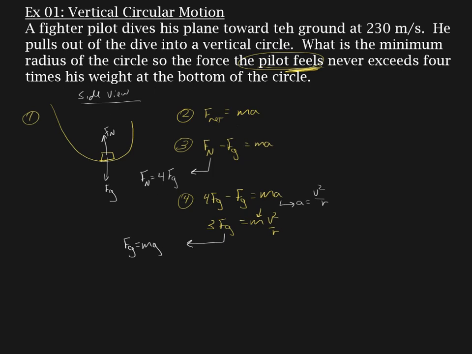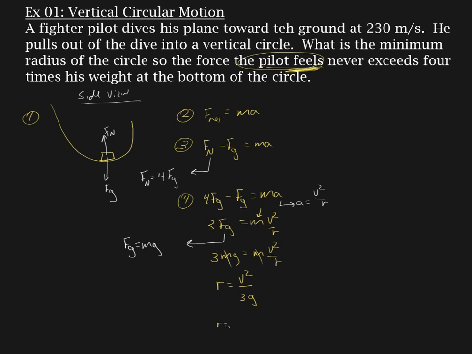Now, this pilot is near the surface of the Earth. He's not high enough that we should consider using universal gravitation. He's got to be much further away than that. So we're going to write this now as 3mg is equal to m times v squared over r. The mass cancels out. And now remember, we're solving for the radius, so we're going to get r is equal to v squared over 3g.